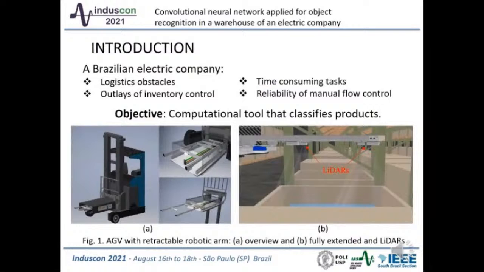A Brazilian electric company is facing obstacles in its logistics, outlays, time-consuming tasks, and a lack of reliability in inventory control. The main contribution of this paper is to build a tool that analyzes the quality of captured images inside this company's warehouse and classify products through these images by means of a convolutional neural network.